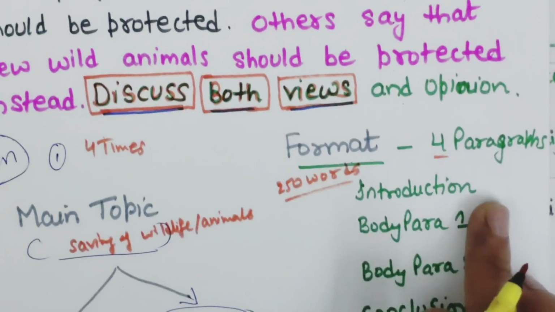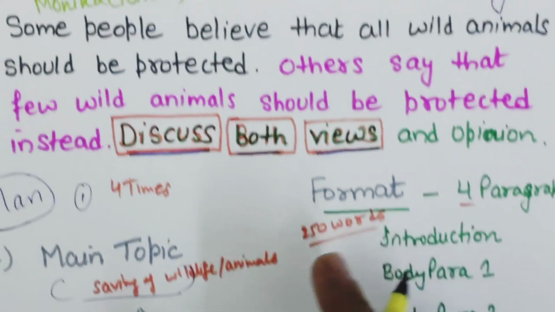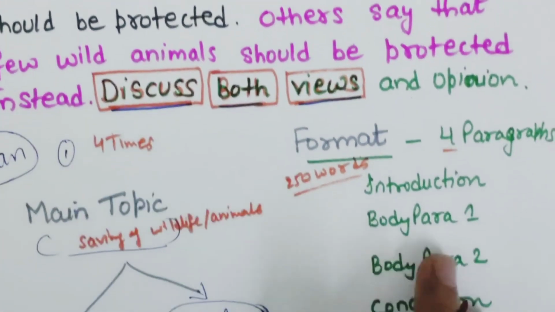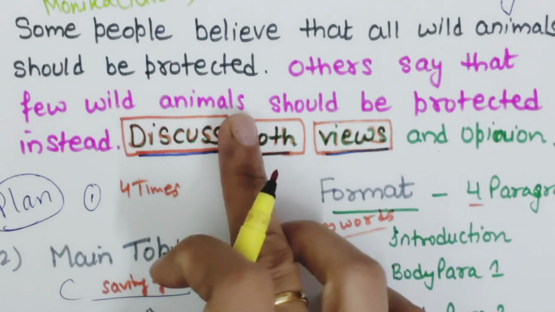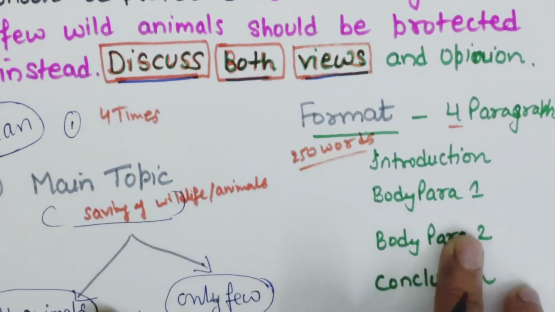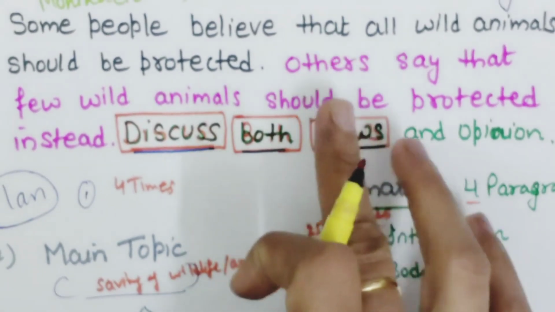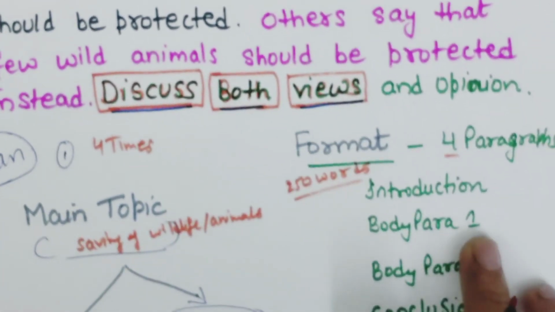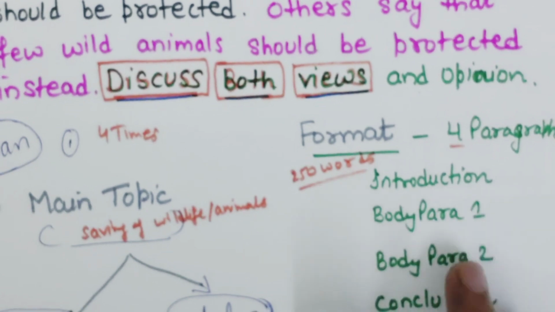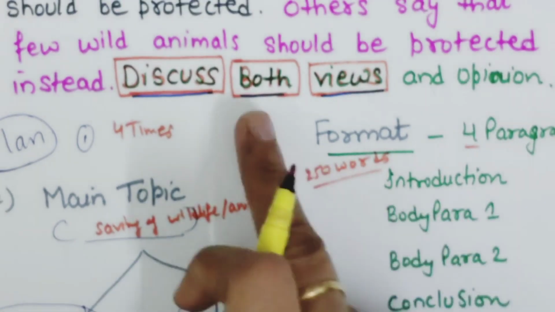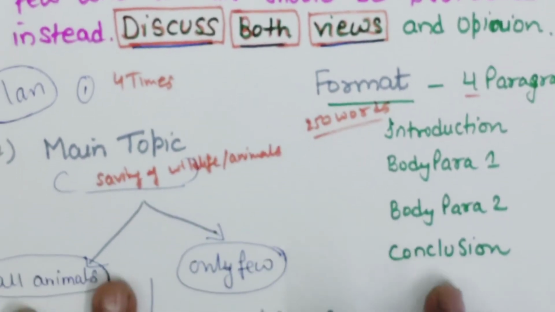In body paragraph 1 we will discuss the first point of view, and in body paragraph 2 we will discuss the second point of view. Equally we have to discuss. We should not say that I am favoring the first point of view, so I will explain more about it. No, explain both the views equally, and then the conclusion.